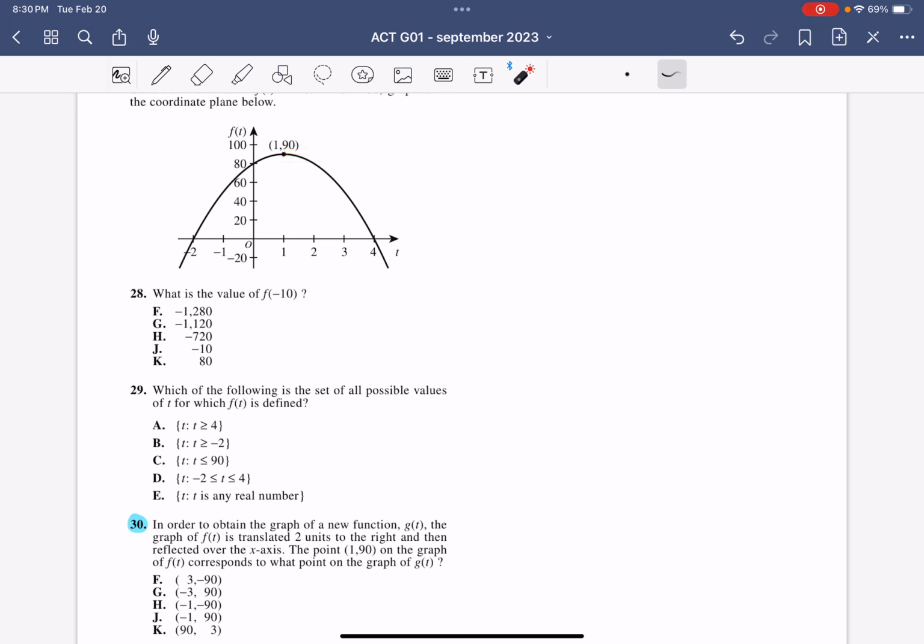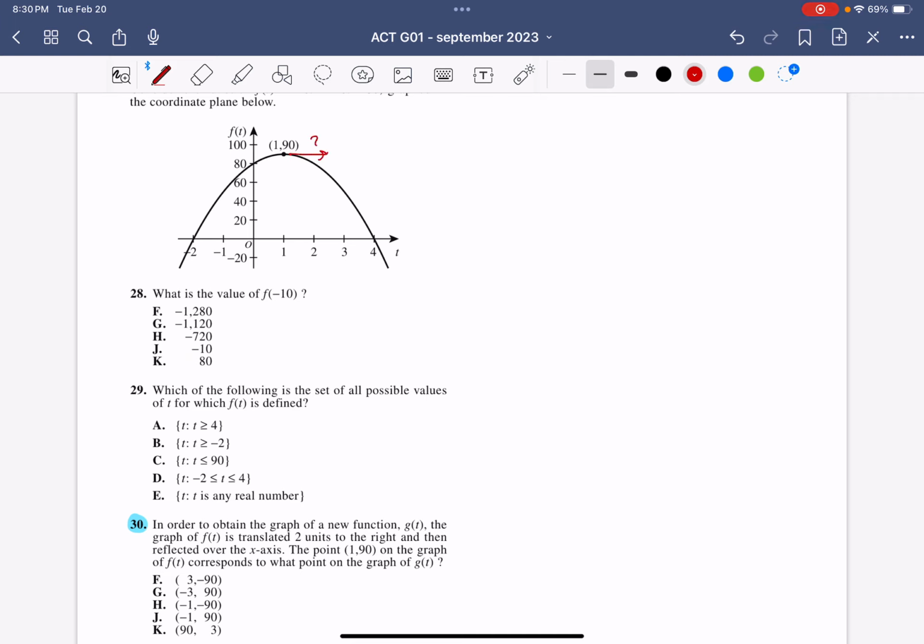So imagine this is kind of like a horseshoe and you're just kind of flipping it upside down. So imagine these being hinges. If you flip it upside down, it would look something like this. They're just saying where would this new point end up. So let's first do the translation to the right 2 points, or 2 units.